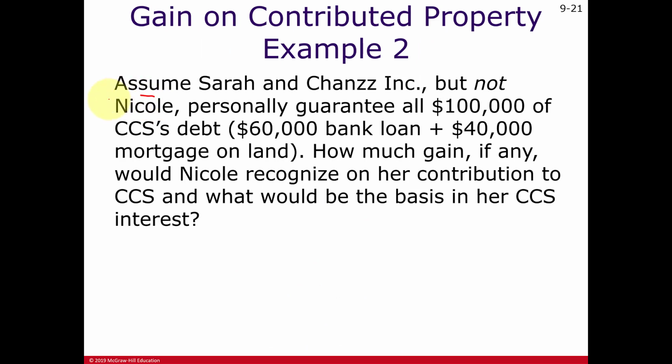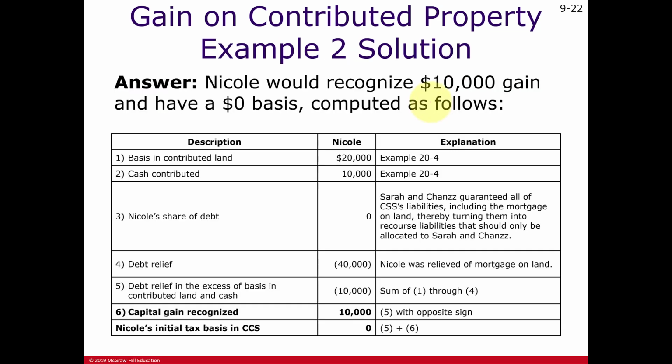We're told that Nicole is not going to assume any of the liabilities, even any of the 40 that she's being relieved of. Here's the 60 that the partnership had borrowed initially, and here's the 40 that the partnership is assuming when they take over the land. So 100,000 of loan, and Nicole is not assuming anything of it. So you're not going to allocate any of that to her basis. So here is again her basis in the property she's contributing. Here is the land, cash she's contributing. So total of 30 she's contributing. But she's being relieved of 40,000 of debt, and that's going to leave her negative 10,000.